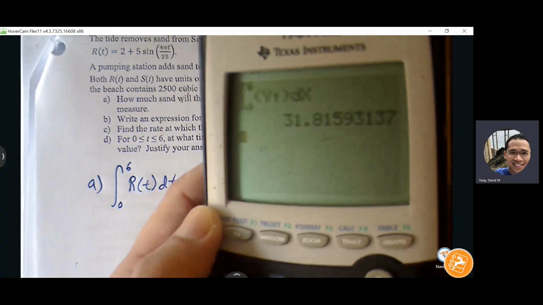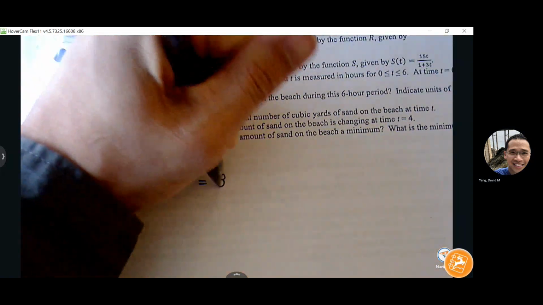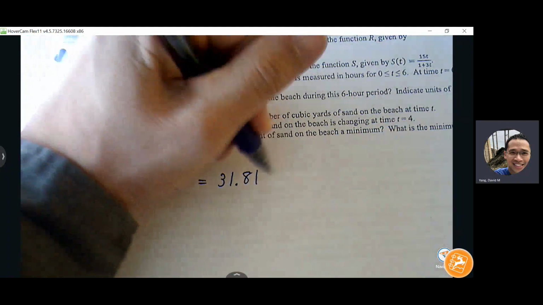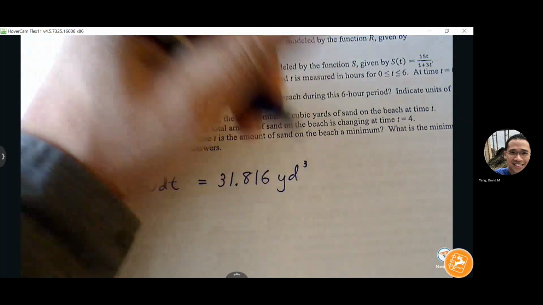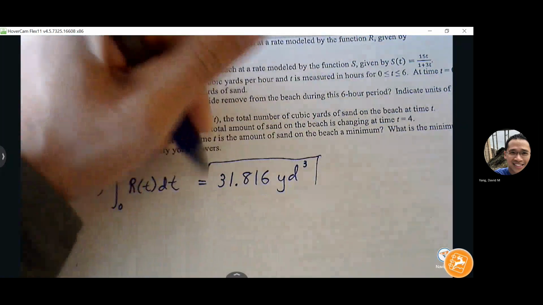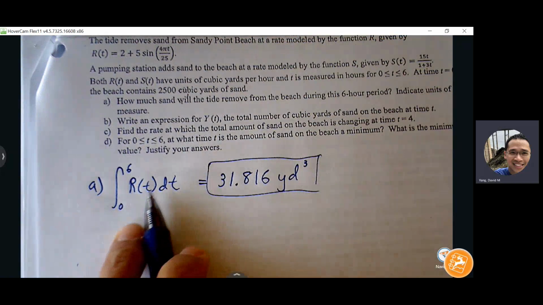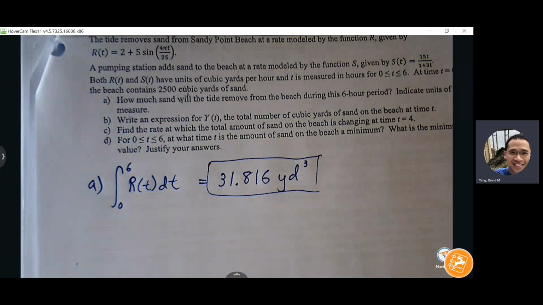31.816. What's our unit of measure going to be? Yeah, cubic yards, right? 815 or 816. You have cubic yards per hour multiplied by hours. That's why the units change to just cubic yards.